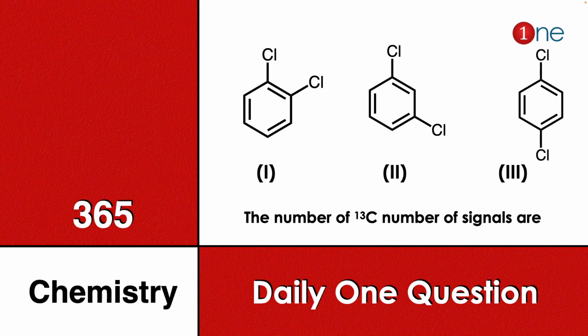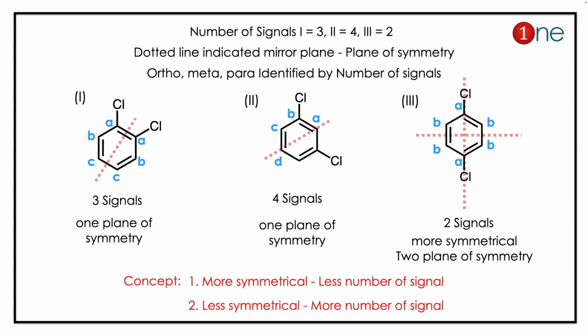Here three different compounds are given. First one is orthodichlorobenzene, second one is metadichlorobenzene, third one is paradichlorobenzene. You have to find the number of C13 NMR signals the compound can produce. Basically, compound 1 produces 3, compound 2 produces 4, compound 3 produces 2.